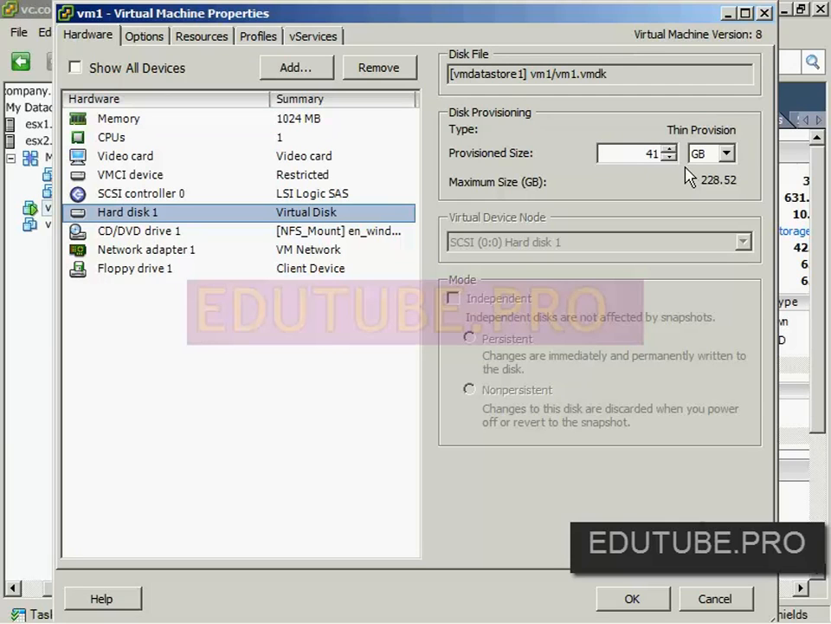Now, this virtual machine is operating. It's up and running. It's doing whatever it needs to do at this point. And perhaps I've walked into the office today and I've got an alert that VM1 is just about to run out of disk space.